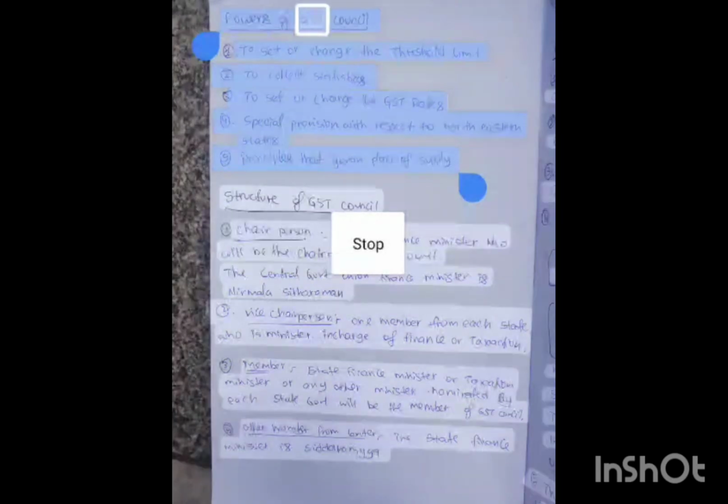Powers of the GST Council. 1. To set or change the threshold limit. 2. To collect statistics. 3. To set or change the GST rates. 4. Special provision with respect to northeastern states. 5. Principles that govern place of supply.